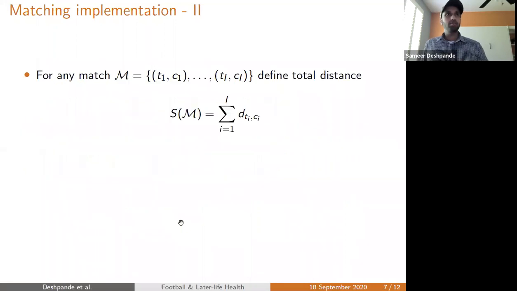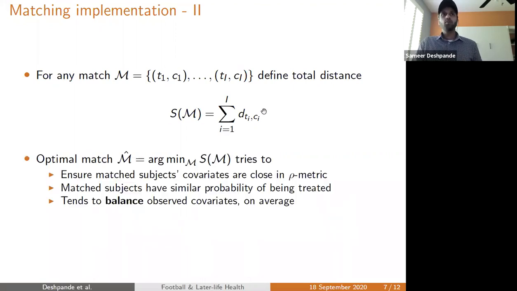So given this distance matrix, if we have a match, say any collection of pairs of treated and control subjects, let's say they're capital I pairs, so T1, C1 is the first pair, all the way to Ti, Ci is the last pair, we can define the total distance, where we just go to the corresponding T1, C1 element of that distance matrix D, we find that distance, and we add them up. So we have this total distance for each match, and we can solve an optimization problem, where we find the optimal match, this M hat, which is the match that minimizes this total distance.